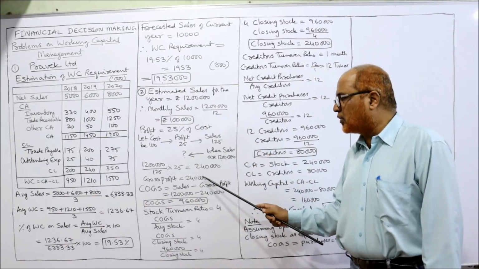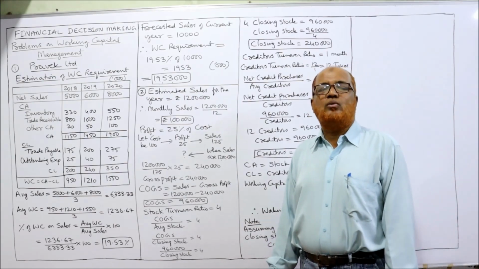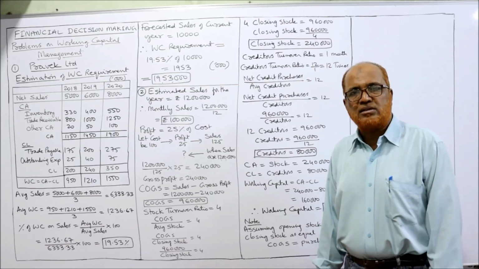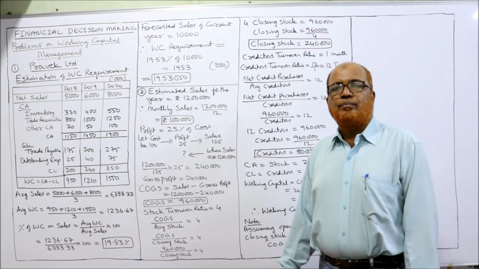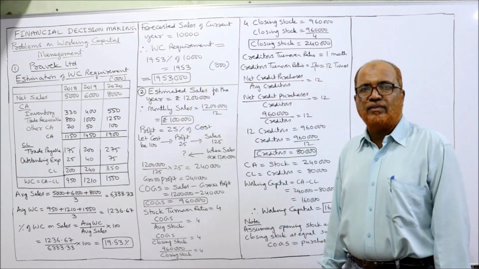Gross profit is 2,40,000. So 12 lakh minus 2,40,000, cost of goods sold is 9,60,000. Right? Why are we calculating this? Because we need to calculate the stock. Stock we have to find out.